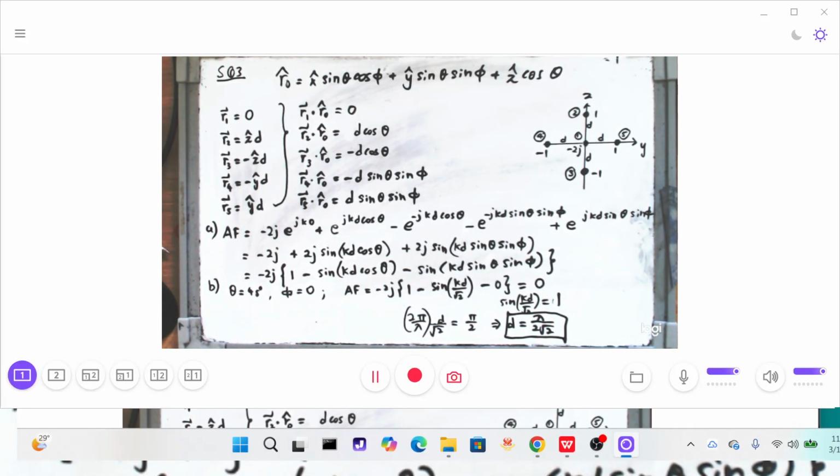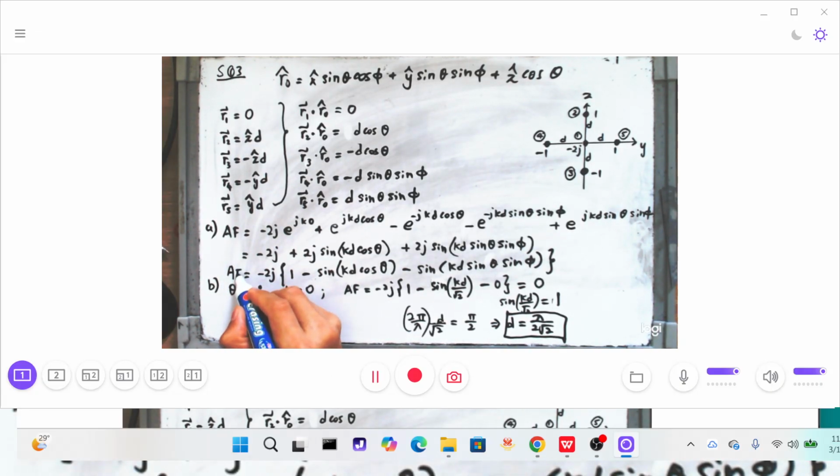Okay? So I have highlighted the answer for part A. It's written here.